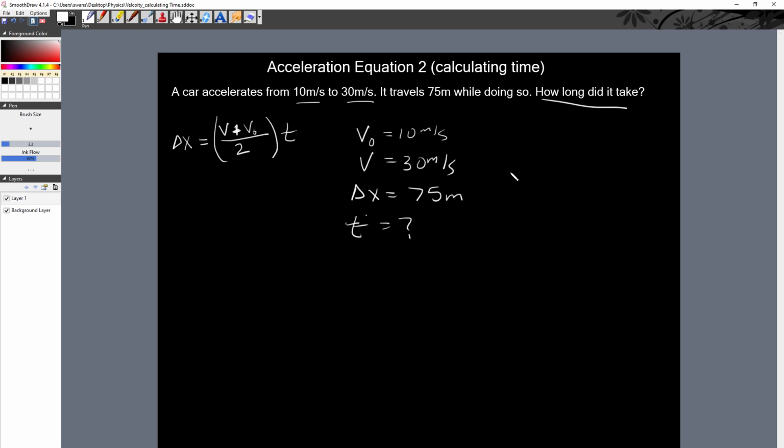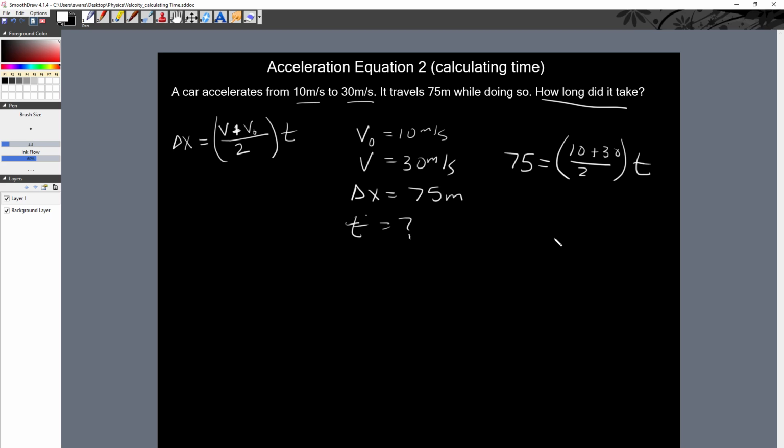So let's go ahead and plug that all in. Let's start with the delta x on the side. That's going to be 75. And then we got our two speeds, 10 plus 30. And we'll divide those by 2. And then we'll times it by the time. Oh yeah, we don't know the time. There we go. That's a t. So we'll end up solving for that t.